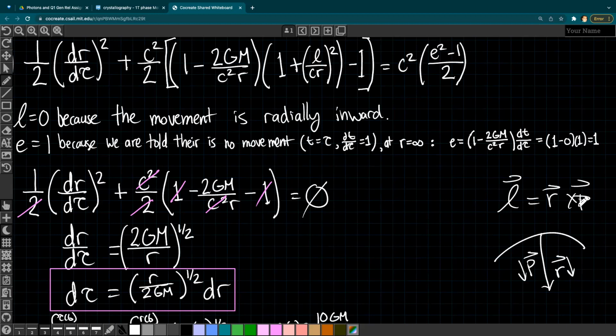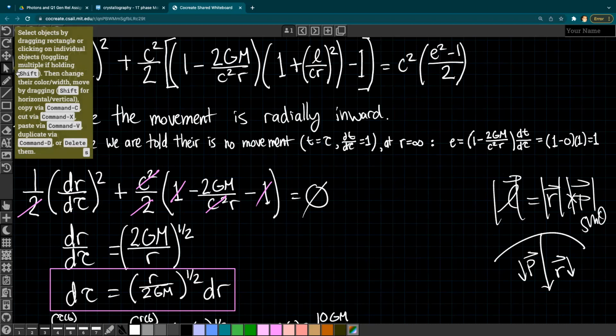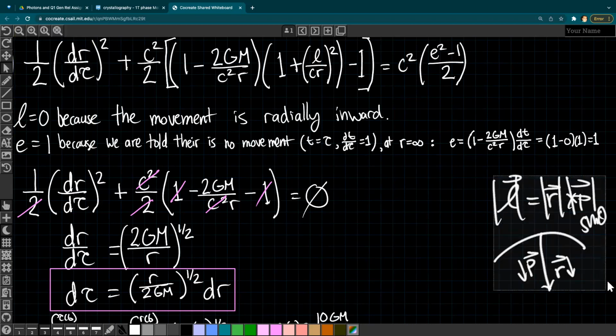And what happens to the cross product when the two vectors have an angle of 0 between them? The magnitude of the cross product is equal to the magnitude of each of the vectors times the sine of the angle between them. So if the angle is 0, then you have 0 for the angular momentum. And so L equals 0 in this case. And we also get that lowercase e equals 1.